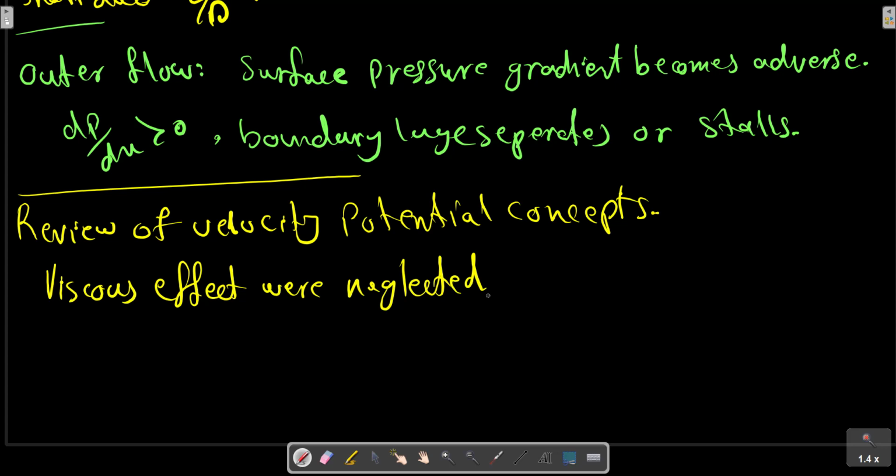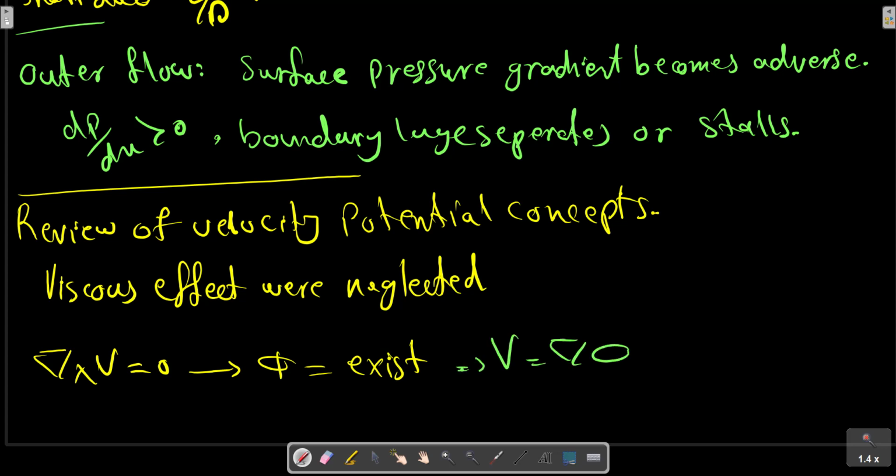Low speed flows are irrotational. So we have the irrotational case and the velocity potential phi exists. So we can write this relation for V, or we can write U.